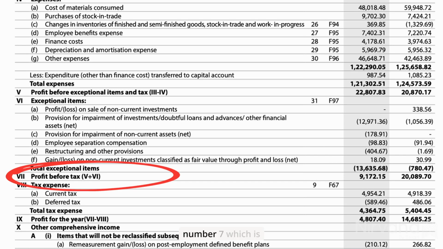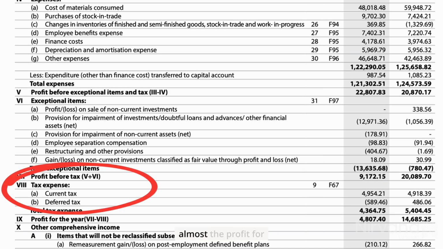Then we have row number 7, which is profit before tax. So now the total exceptional items have been deducted from the profits, and now there is profit before tax, which is 9,172 crores. Now section number 8 talks about the tax expenditure, which is the current tax and deferred tax. After deducting that, the profit for the year comes to PAT, profit after tax, which is 4,807 crores.